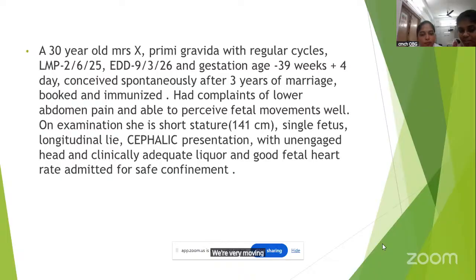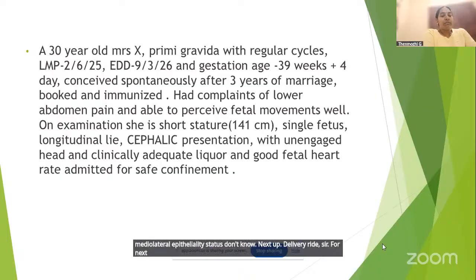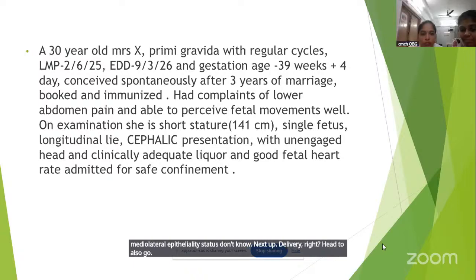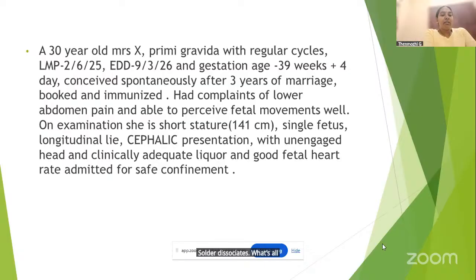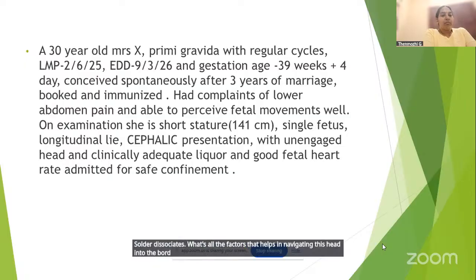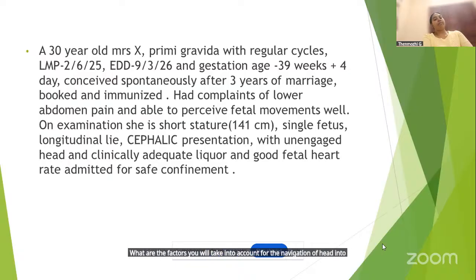Next, delivery is done. Then what should we expect? After the head comes, PPH, ma'am. Shoulder dystocia can be suspected, ma'am. What are all the factors that help in navigating this head into the borderline pelvis? What are the factors you will take into account for the navigation of the head into the pelvis?